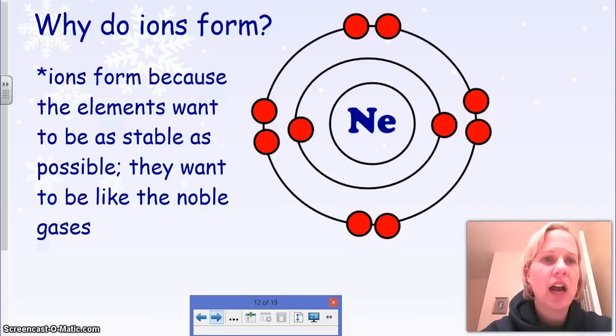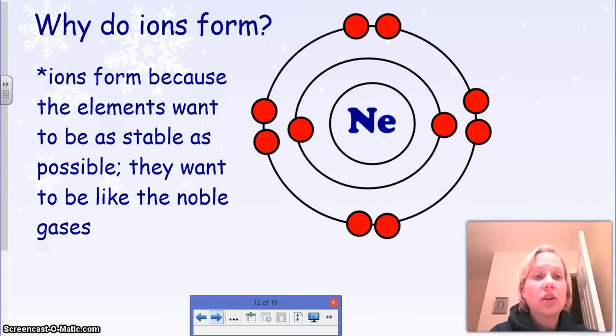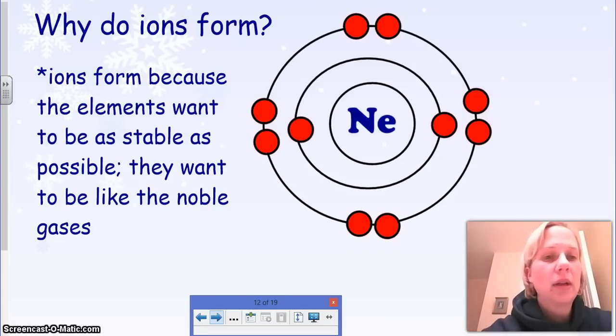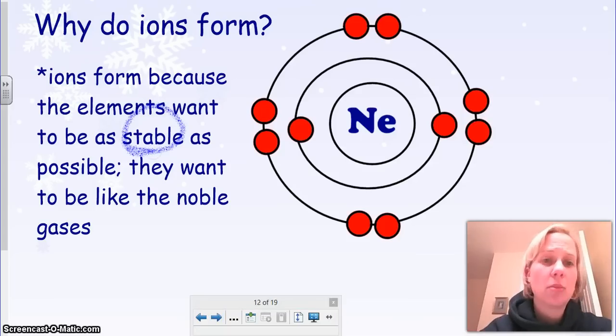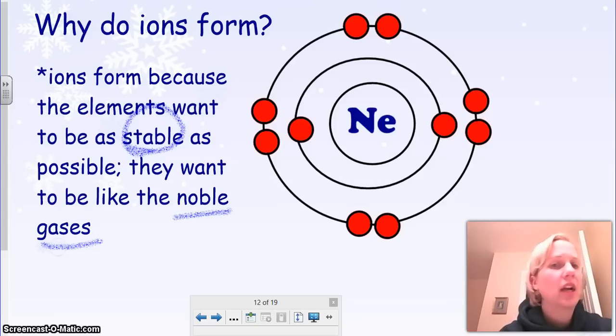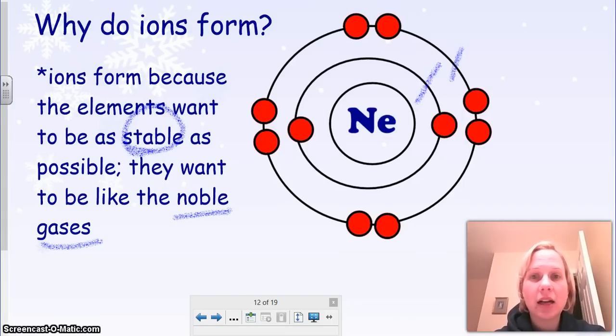All right, so why do the ions form? These ions are going to form because these elements on the table all want to be stable, and there's only a very small number that are stable, and those are the noble gases. That is why those noble gases are so special, because they have nothing they need to seek out. Here's neon. Neon's got 2 in its first circle, and it's got 8 in its second circle. It doesn't have to gain anymore. It's full. So it's like, yeah, I'm good to go.